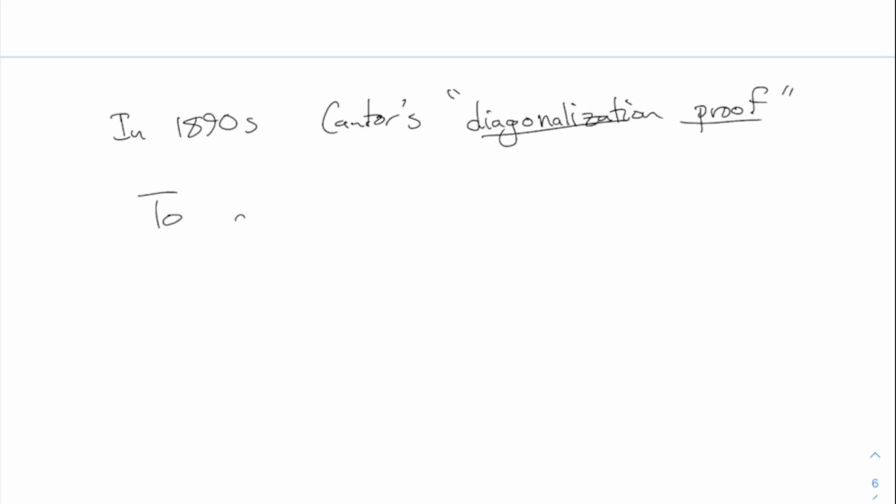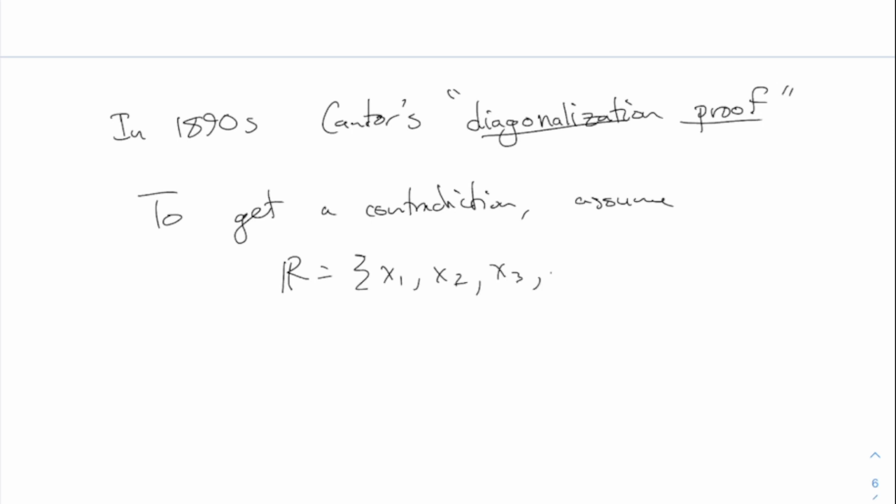So, to get a contradiction, we begin the same way. To get a contradiction, assume that R can be written as a bunch of things listed one after another. All right? And to trigger the contradiction, we'll find some real number not in the list.